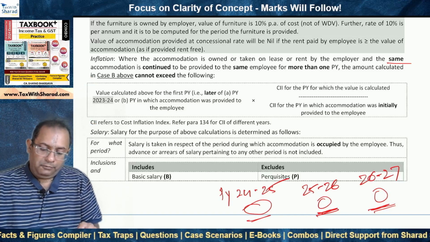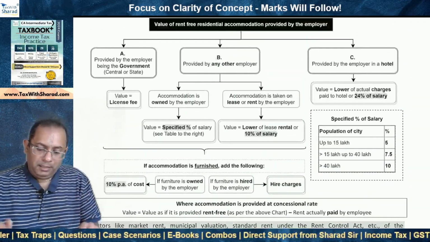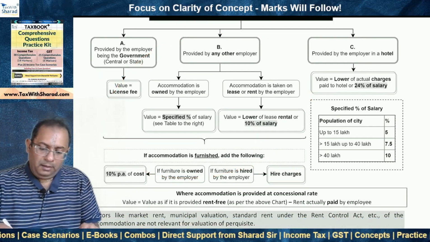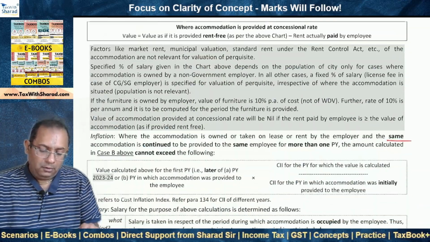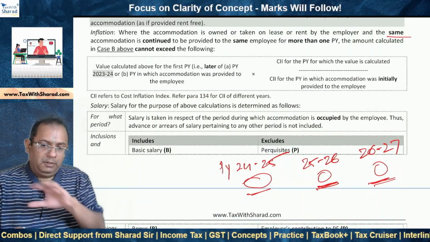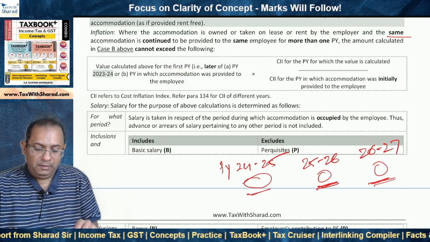So we calculate first the value calculated above. That means the value calculated as per this particular provision, under point number B for non-government employee. So the value calculated above means without adjusting for any inflation for the first previous year. And what is the first previous year?